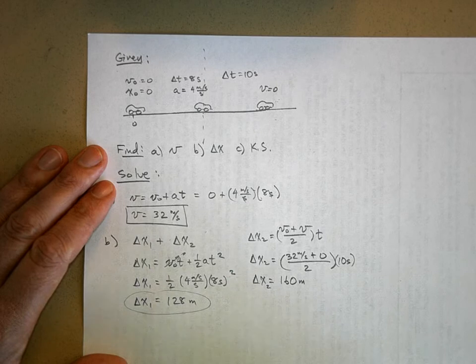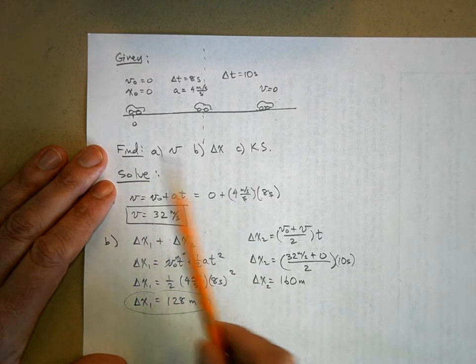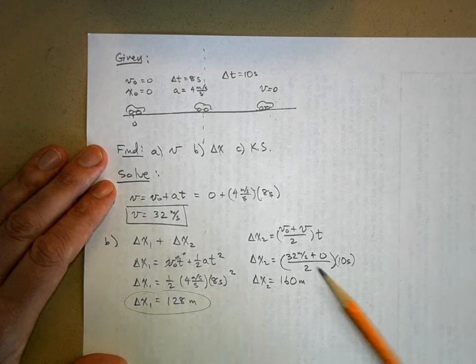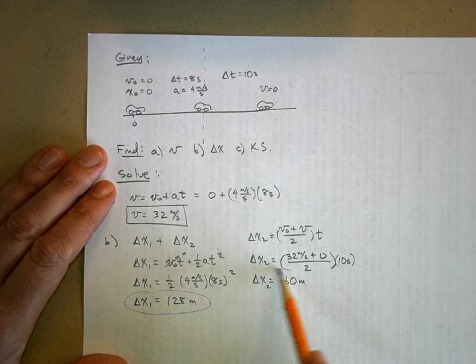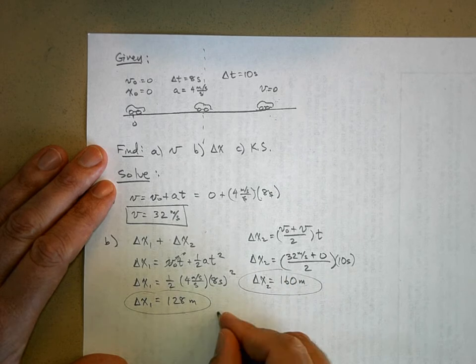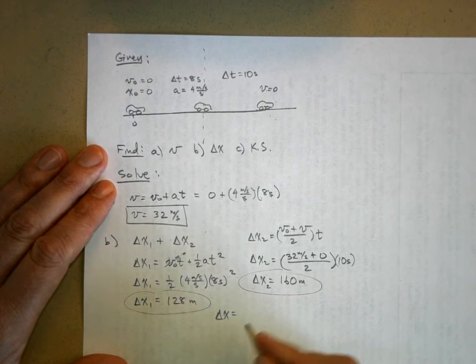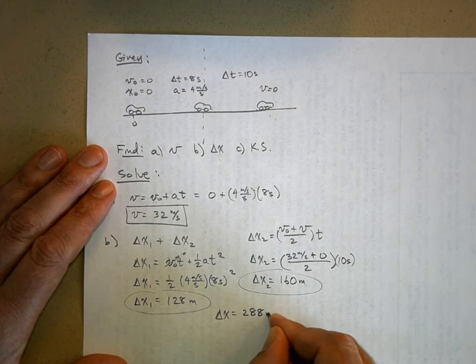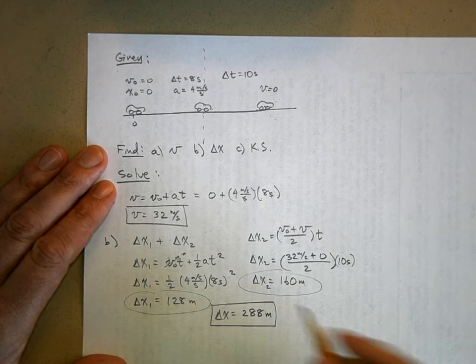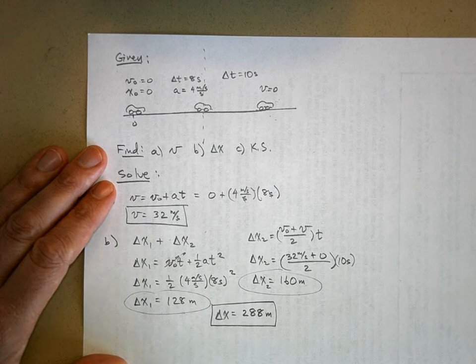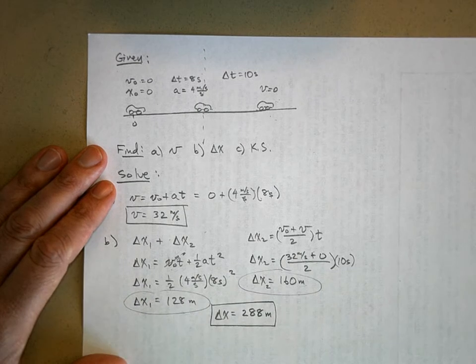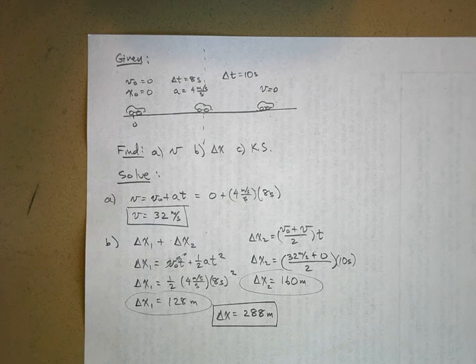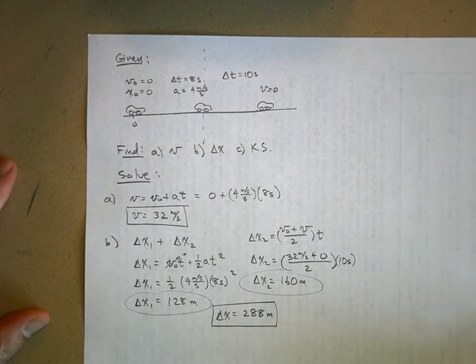So to figure out my total distance, total displacement from here all the way over to here, I just add these two together. And when I do, I get 288 meters. That's my total displacement. And you have to break the problem up into two parts and then add them together at the end. Now the hardest part, I think, is to draw that kinematic stack.